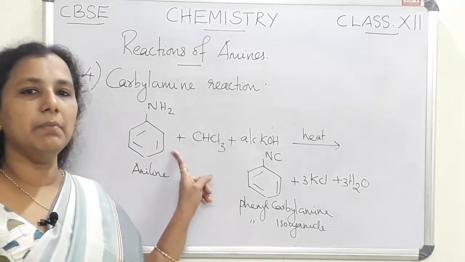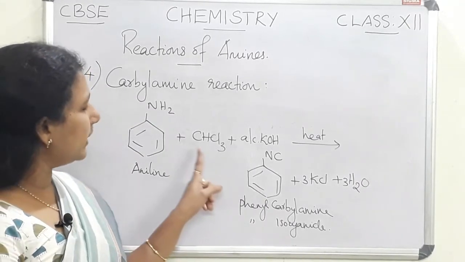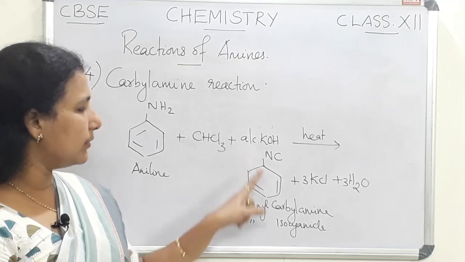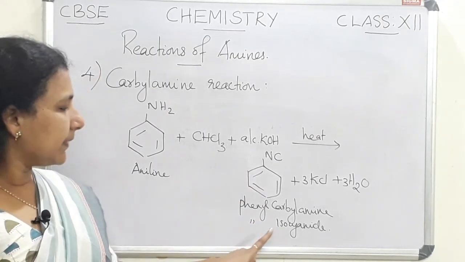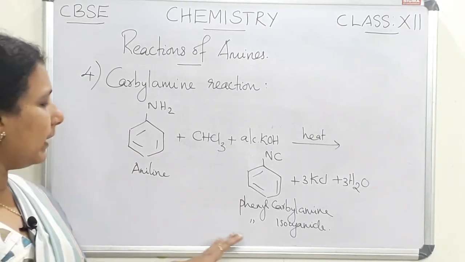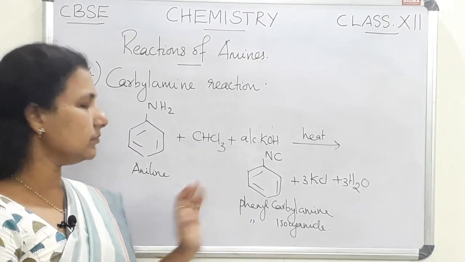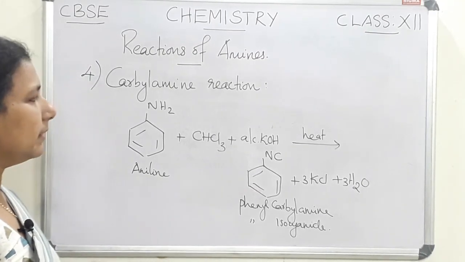So a primary amine, whether aliphatic or aromatic, reacts with chloroform in presence of a base and produces the corresponding carbylamine or isocyanide, which has a foul smell. So by identifying the foul smell, we can distinguish primary amines from other amines. So this is about the carbylamine reaction.